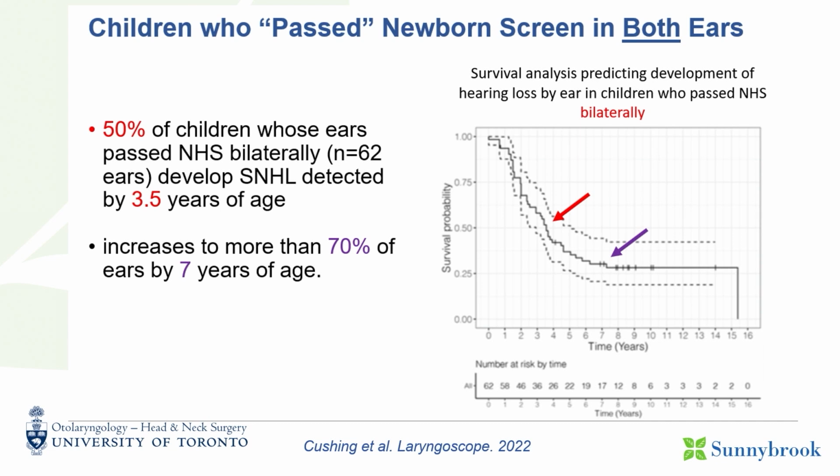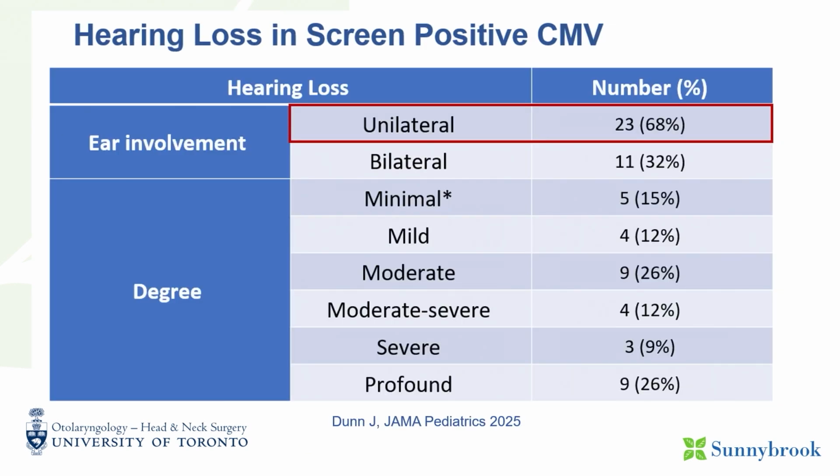Of those kids who passed, who had congenital CMV, 50% had developed some degree of sensorineural hearing loss by 3.5 years. And by 7 years, 70% of these kids had hearing loss in at least 1 ear. And it's really heterogeneous. If you look at the type of hearing loss these kids develop, it's really all over the map. But I think what's most striking is 68% of these kids have unilateral hearing loss.